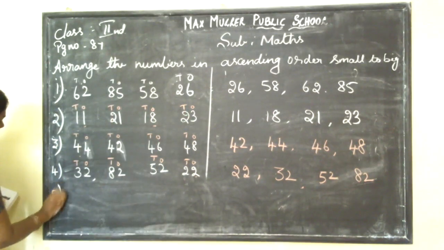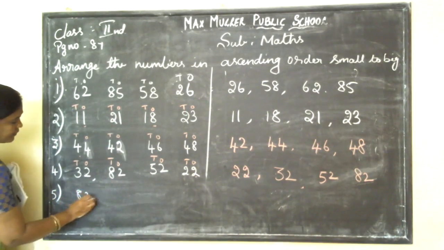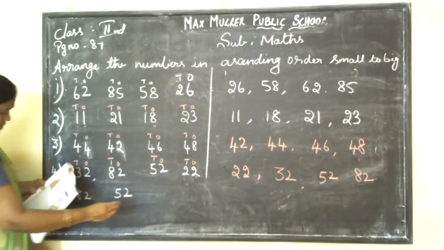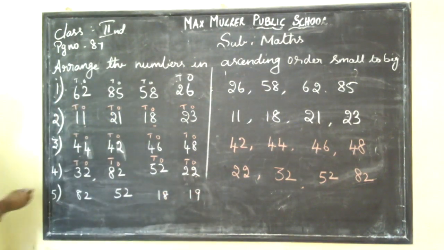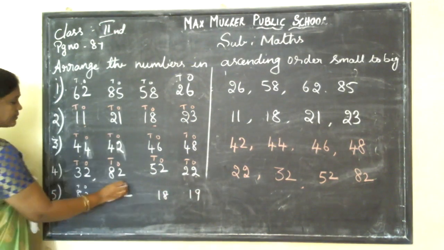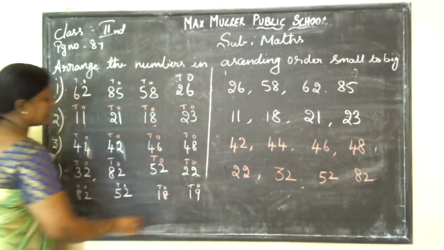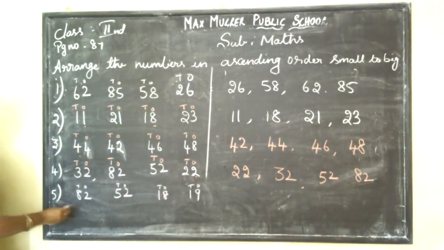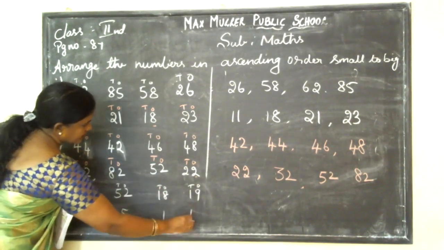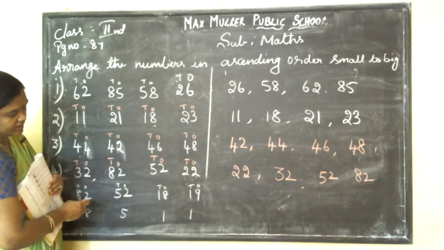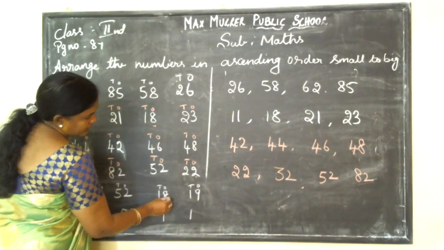Fifth one: 82, 52, 18, 19. Now here, ones, tens, ones, tens, ones, tens, ones, tens. See the tens place number, children? Here 8, here 5, here 1, here 1. In this number, the tens are the same. Both numbers are 10s, both the tens are same. For this, you want to go to the ones number.